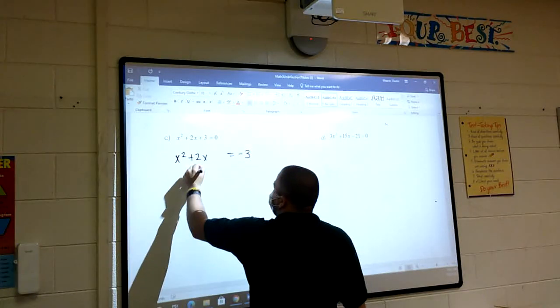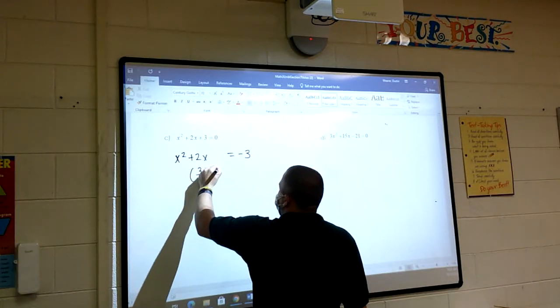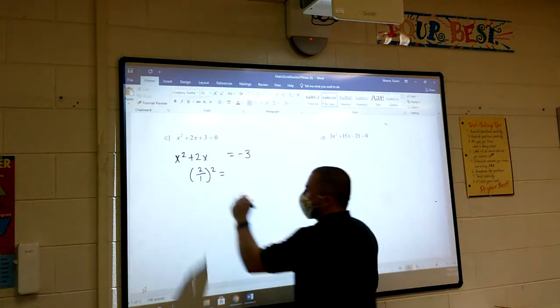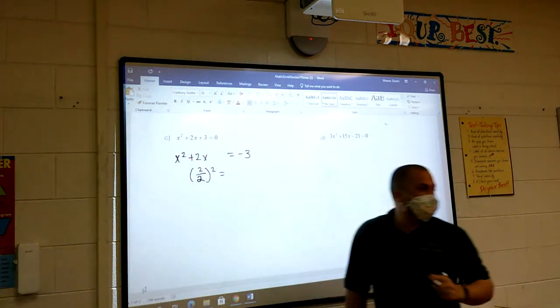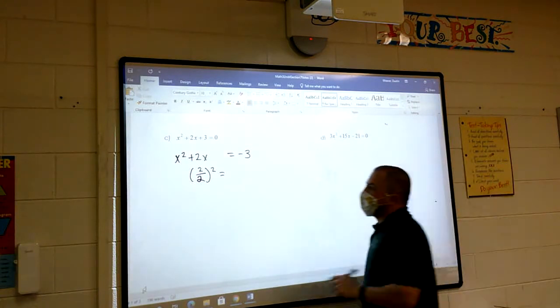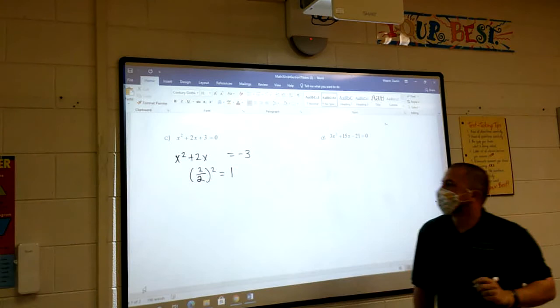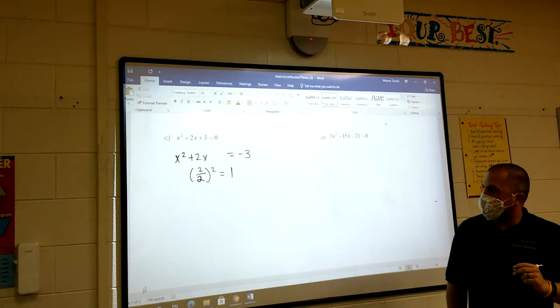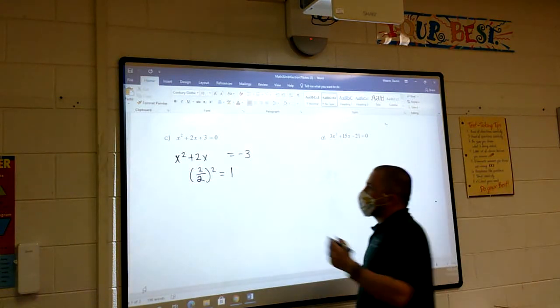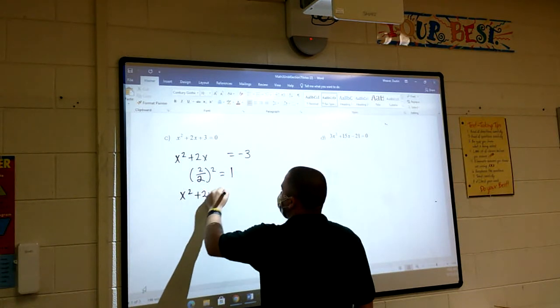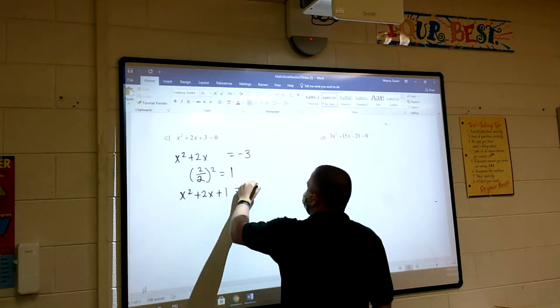We're going to say 2 divided by 1 squared. 2. 2 divided by 2 squared. I was already giving you the answer. 1. Because 2 divided by 2 is 1, and 1 squared is 1. Okay? So that is our number that we're going to add to both sides, which makes this problem pretty easy. So x squared plus 2x plus 1 equals negative 3 plus 1.